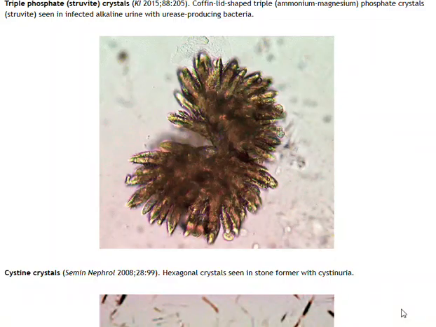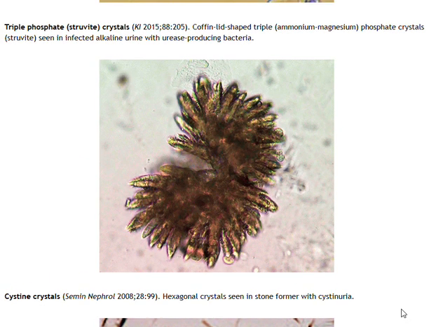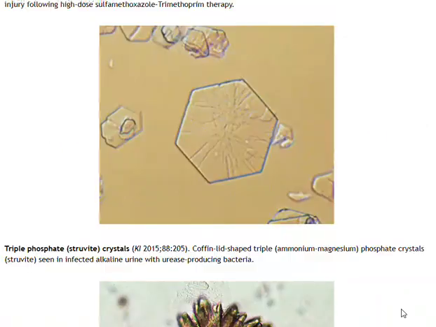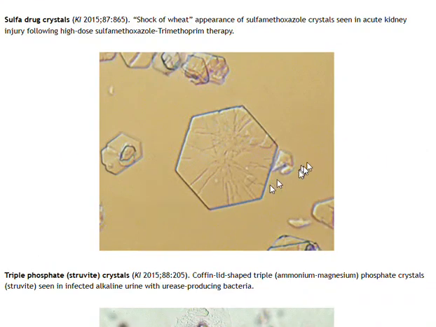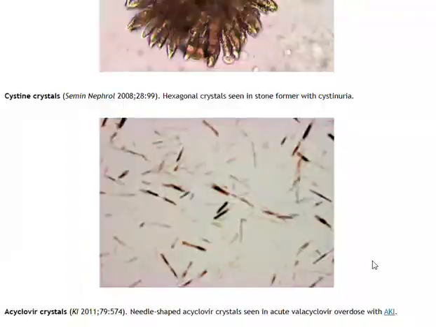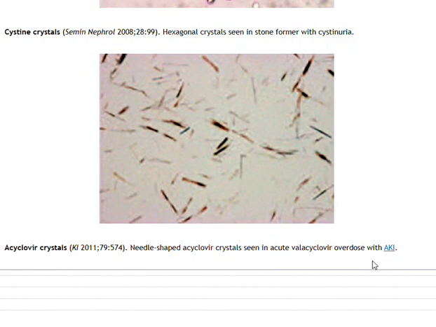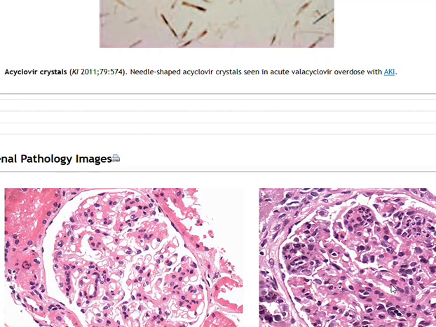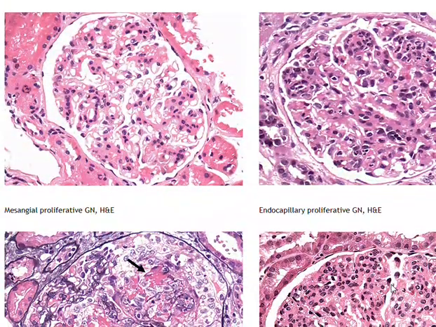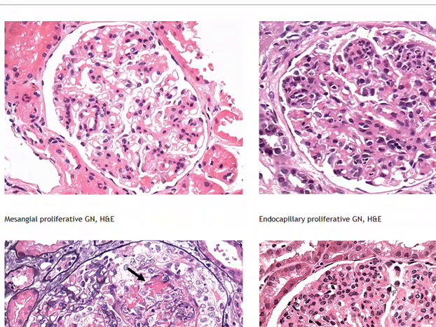And then here we see the cystine crystals, hexagonal crystals, in stone formers with cystinuria. I think this was this one. This is a cystine stone. And then these are acyclovir crystals, needle-shaped acyclovir crystals seen in acute valacyclovir overdose in AKI. And then we come to the renal pathology images.